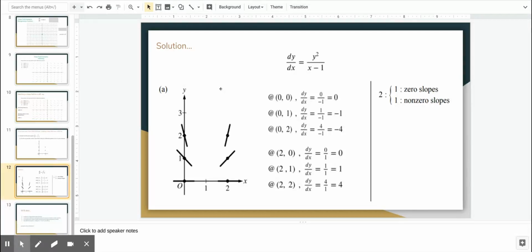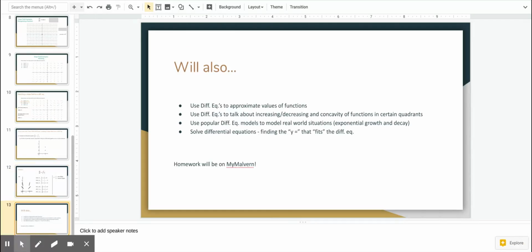Okay, so that's it for today. I just want to introduce you to differential equations, introduce you to slope fields. Here is what we will be doing eventually. We're going to use differential equations to approximate values of functions. So if I'm given a differential equation, could I come up with the slope of a tangent line that might give me an output? That would be in the case that we can't solve the differential equation. We just want to be able to use a differential equation to approximate other outputs.